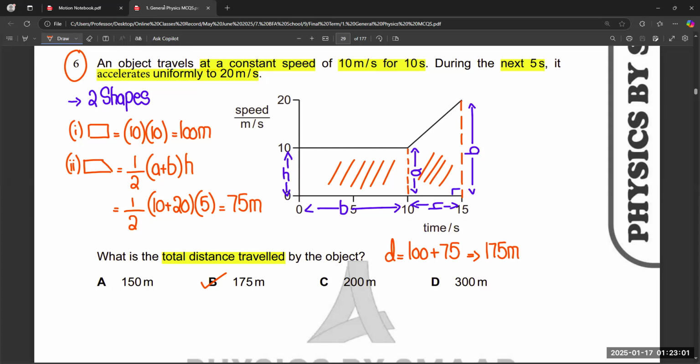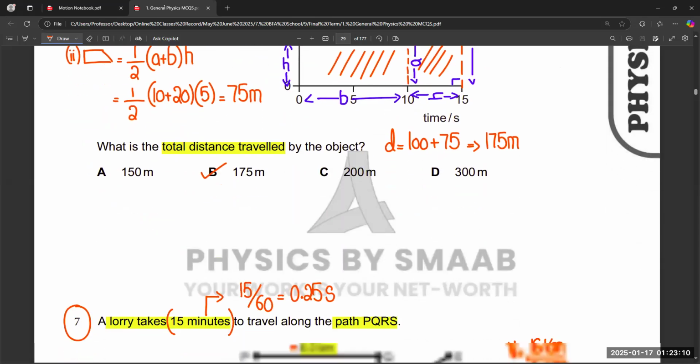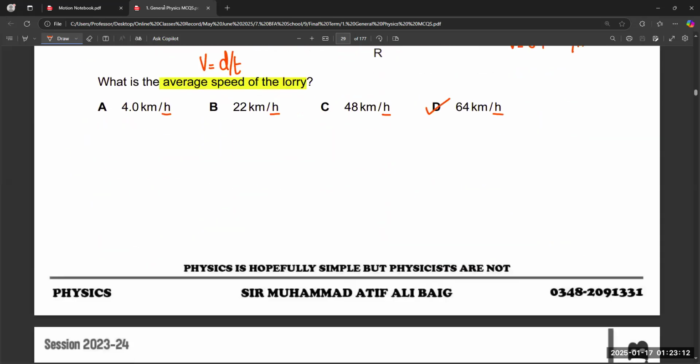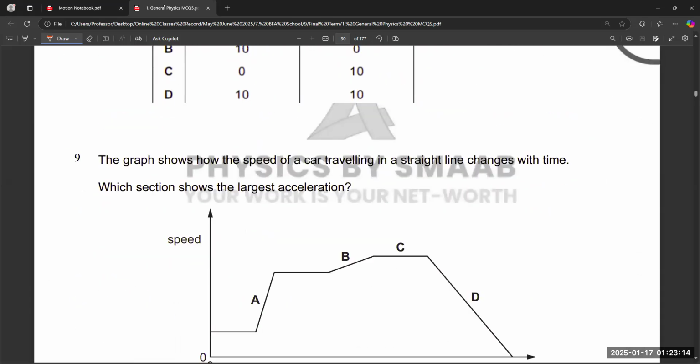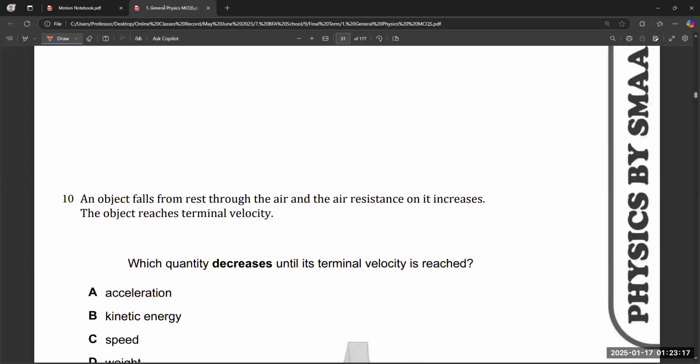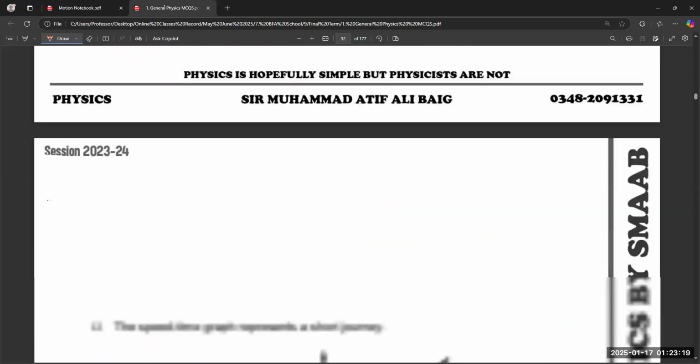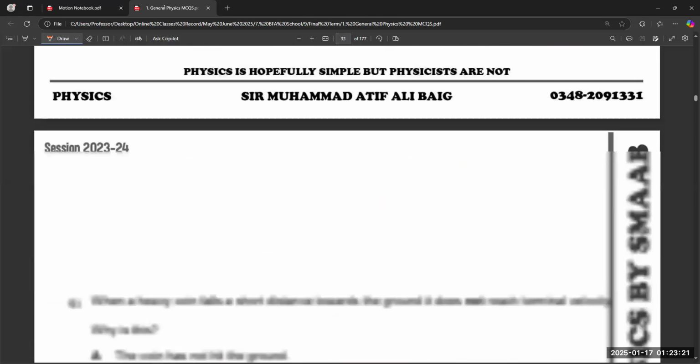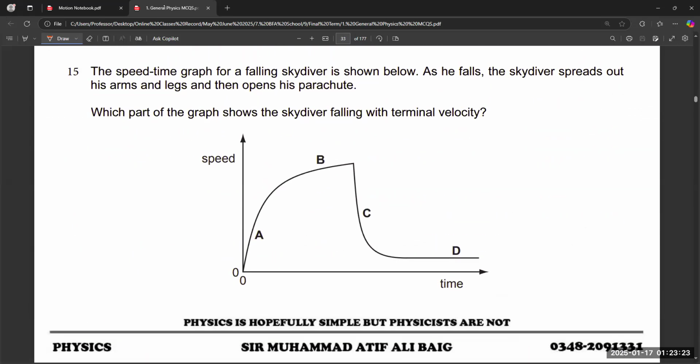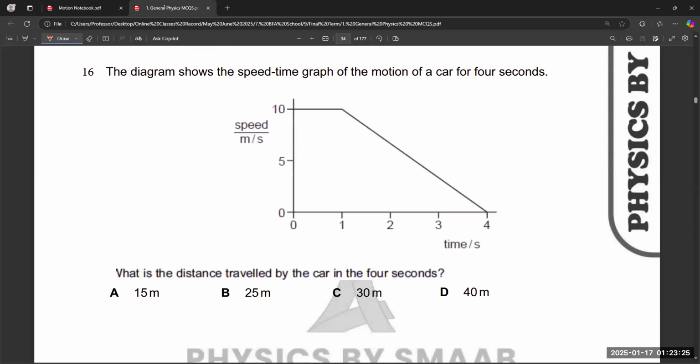So 175 meters is the answer, and there are other questions that also help you to find out unknown quantities from the graph. So let's find them. Okay, try this question. It is also asking about the distance.